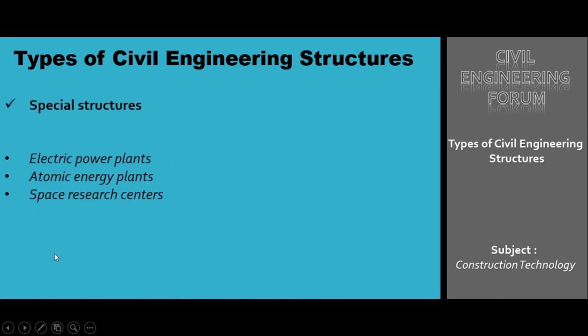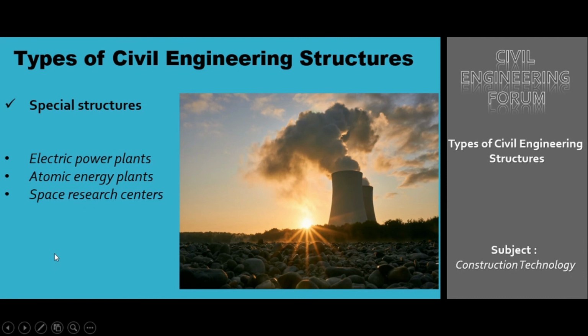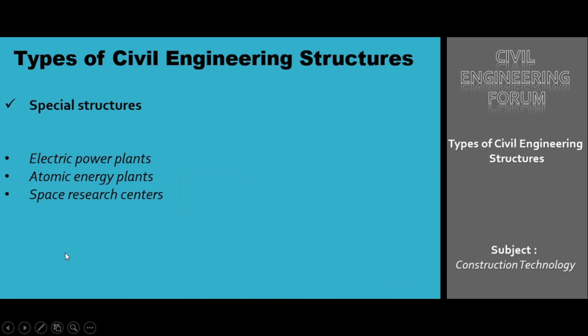Then comes special structures. So these are the type of structures which are used for some special functions. Where the first one is electrical power plant. So these are the structures which are used to generate electricity. Then comes atomic energy plant. So these are used to generate atomic energy that is released through the nuclear reaction or radioactive decay process. And this atomic energy may be used for military purpose. And the last one is space research centers. So these are the special structures designed to carry out research on space.